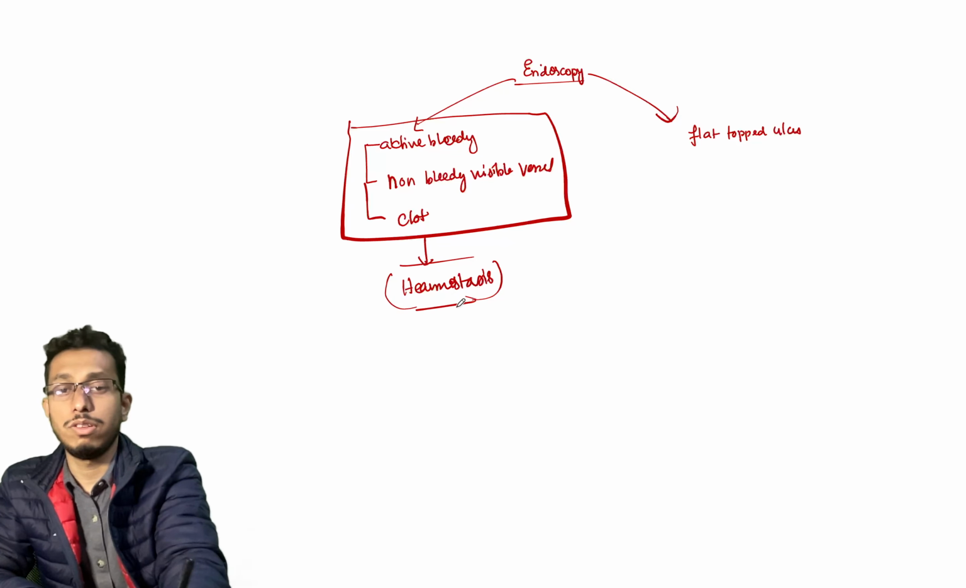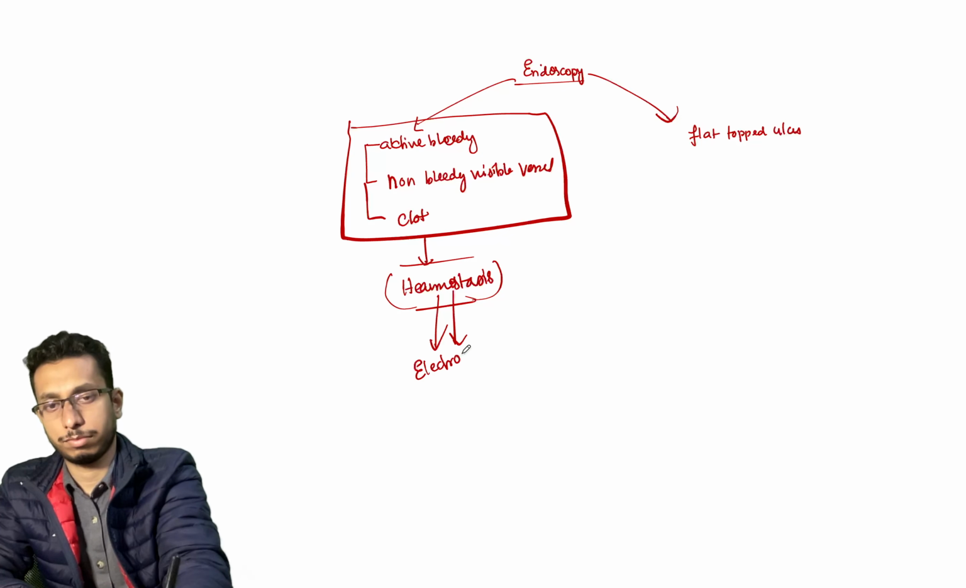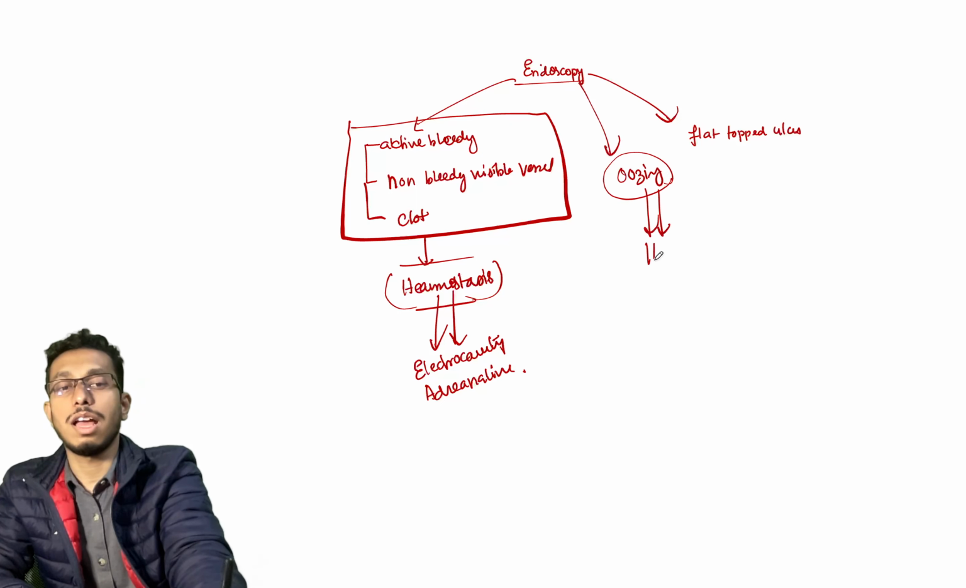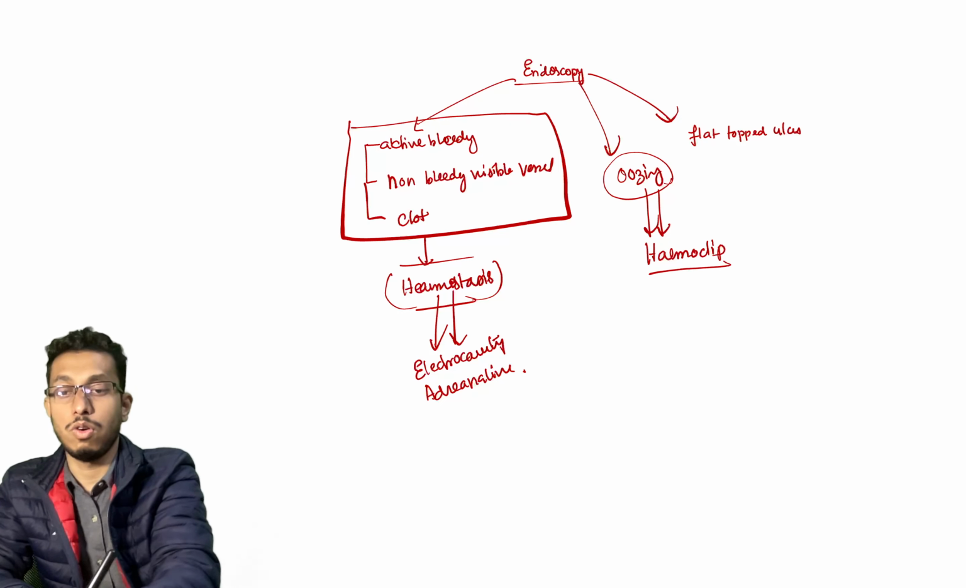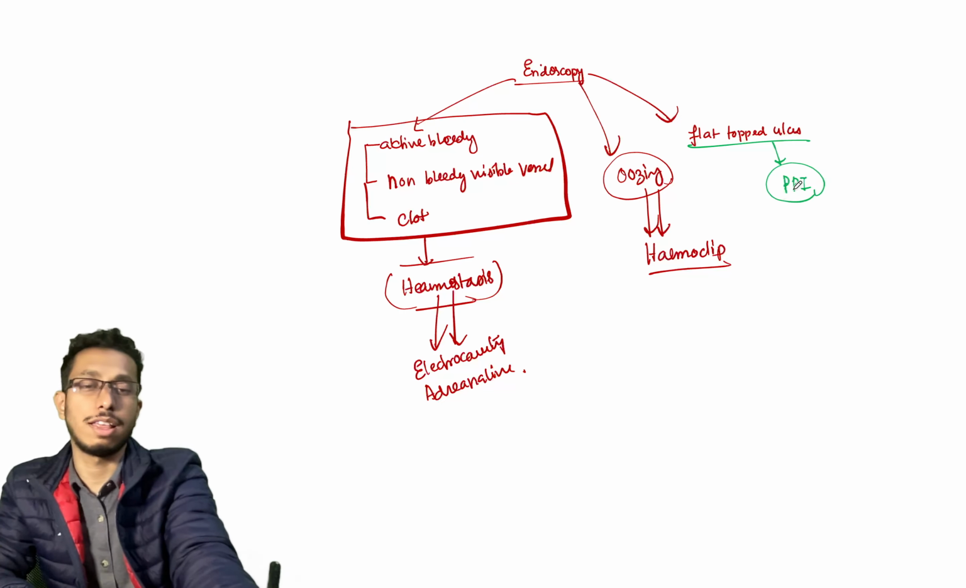All right. How should hemostasis be achieved endoscopically? Endoscopically, hemostasis can be achieved with application of hemoclip as well as electrocautery or adrenaline injection. Now there can be chances of oozing as well. In case of oozing, the treatment option involves application of hemoclips. Now in flat-topped ulcer or almost normal cases, what is done? The patient is discharged on proton pump inhibitor and no specific management is required in such cases.